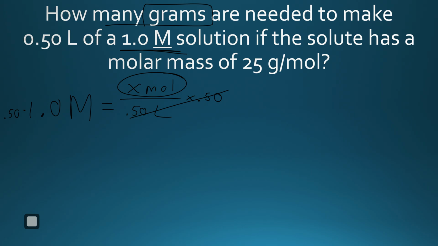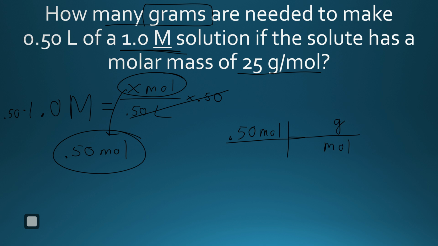So that means I have 0.50 moles. That's how many moles I need, 0.50 moles. Now, AP teachers don't like this one as much because I like it when they give you an actual compound, but saying, there's your molar mass. So if I have 0.50 moles of this substance, and I want to go back to grams, I go moles on the bottom, grams on top, and it's saying 25 grams per 1 mole.